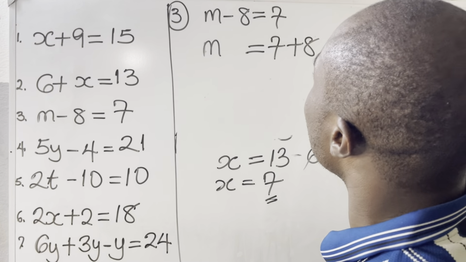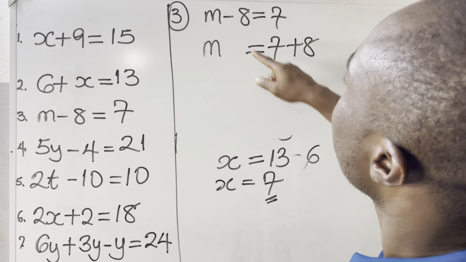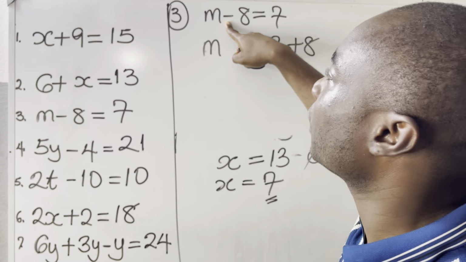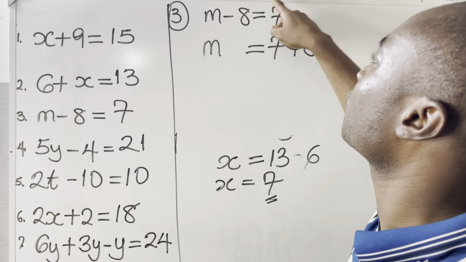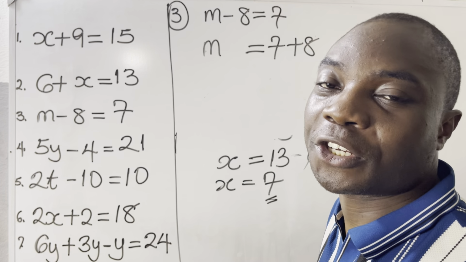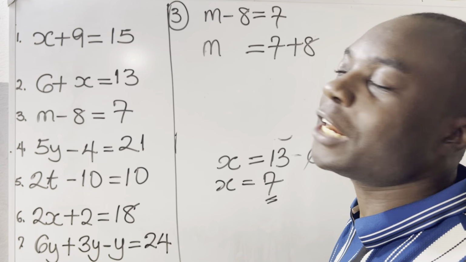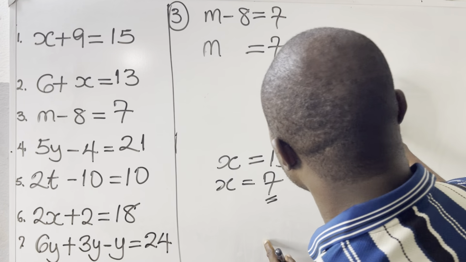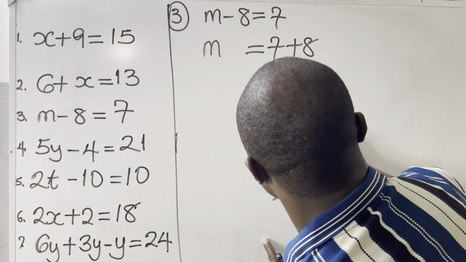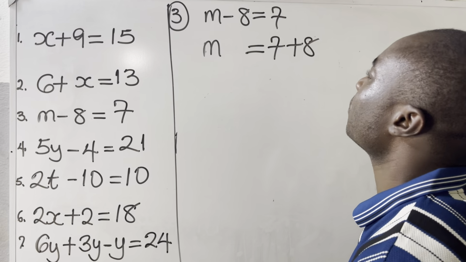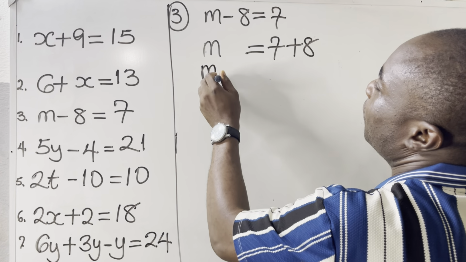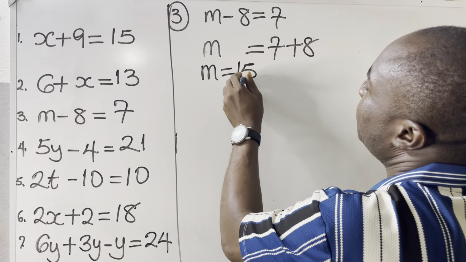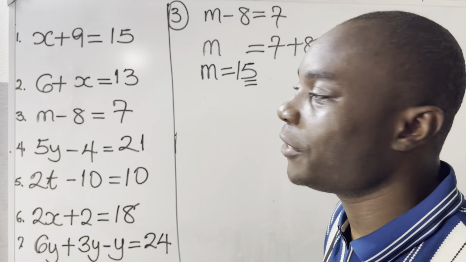Why is it changing to plus 8? Because it's a negative sign we're having here. So when the negative sign crosses over the equality sign, it changes to positive. And if it's a positive sign, if it crosses over, it changes to negative. So we have m is equal to 7 plus 8, and the value of m becomes 15. And our answer is ready.